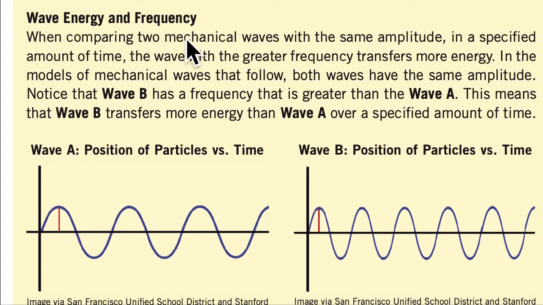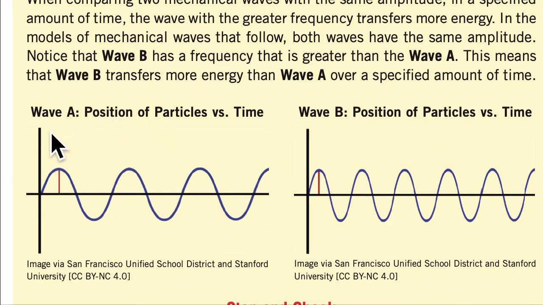Wave energy and frequency. When comparing two mechanical waves with the same amplitude in a specified amount of time, the wave with a greater frequency transfers more energy. In the models of mechanical waves that follow, both waves have the same amplitude. Notice that wave B has a frequency that is greater than wave A. This means that wave B transfers more energy than wave A over a specified amount of time. Wave A, position of particles versus time. Wave B, position of particles versus time.